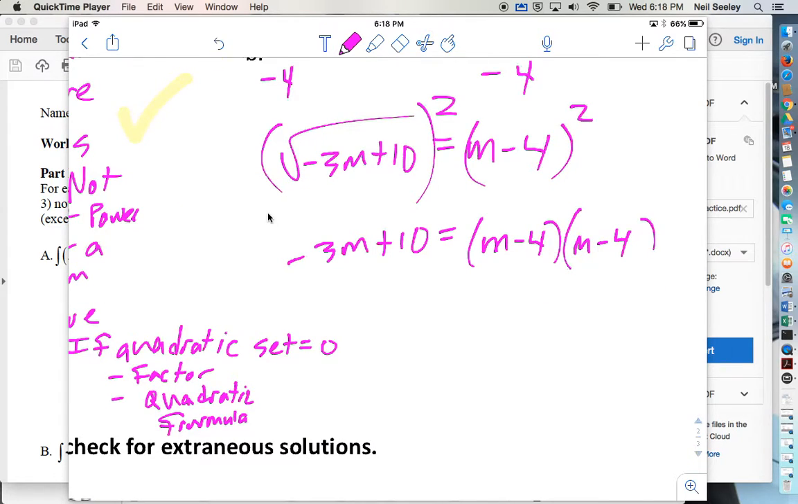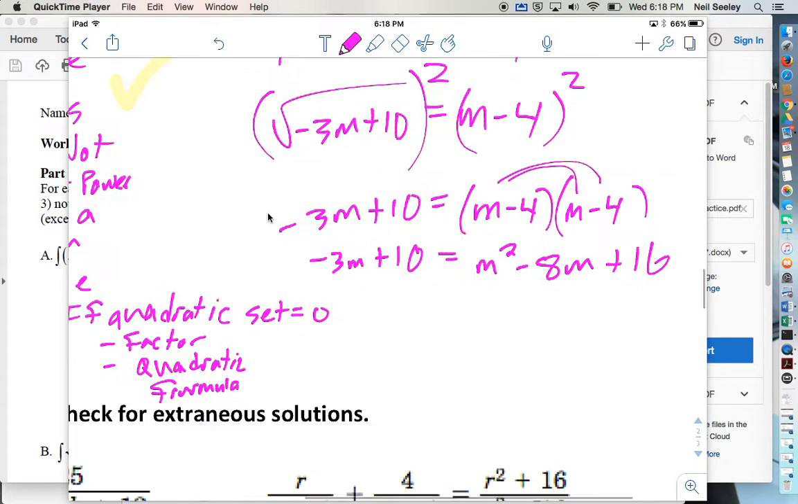And we're going to do a little work. This will be quadratic when it's all done. We'll get it equal to 0. We'll do something fun. Distribute, so it's going to be m squared minus 8m plus 16 when it's all said and done. You're welcome to do it the long way. If I want to get it equal to 0, that means this stuff on the left needs to move to the right. So I will add 3m to both sides. And I will subtract 10 from both sides. And that will give me 0 on the left.